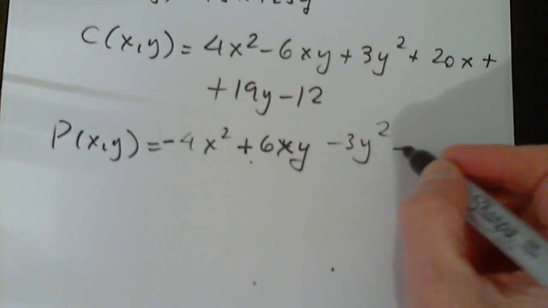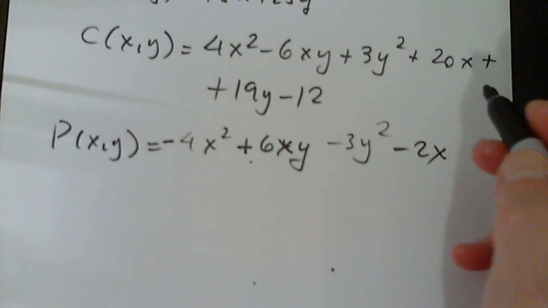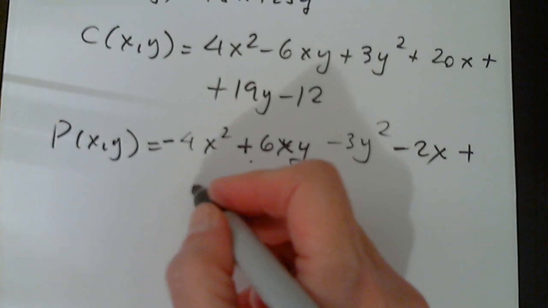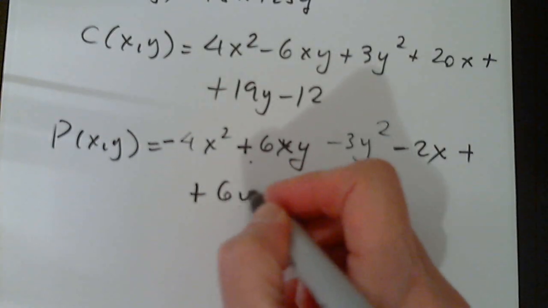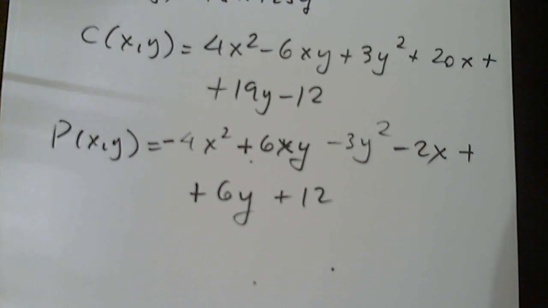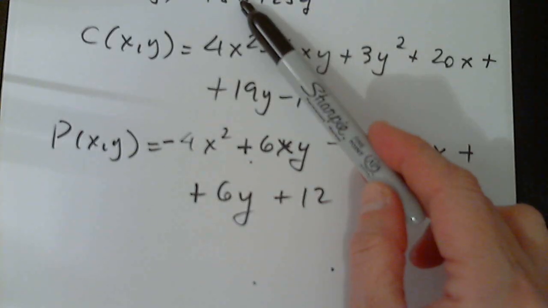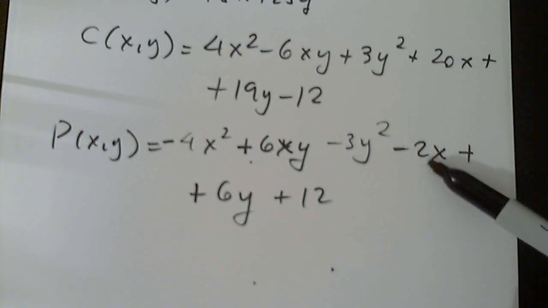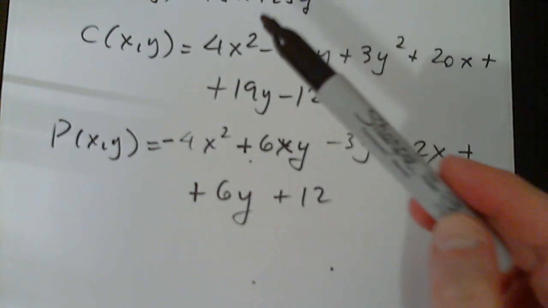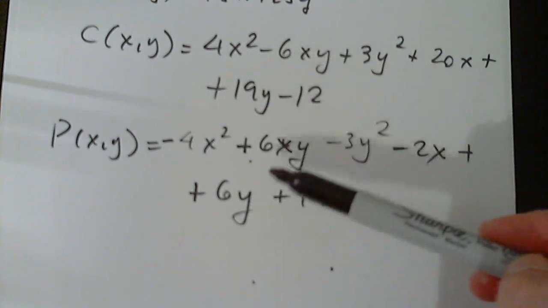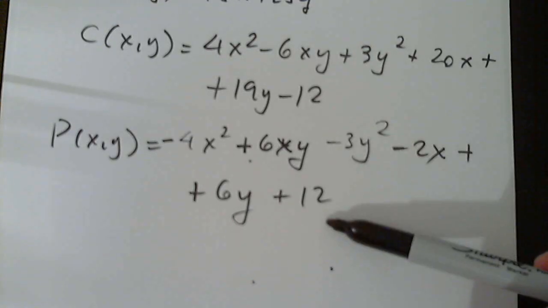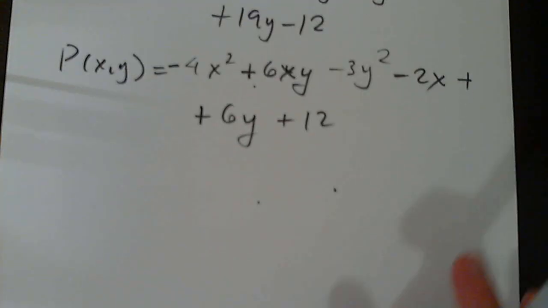18x minus 20x. 25y minus 19y. And plus 12. One more time. 18x minus 20x is negative 2x. 25y minus 19y is 6y. But minus this, opposite of this, opposite of this, and opposite of this. This is the profit function.